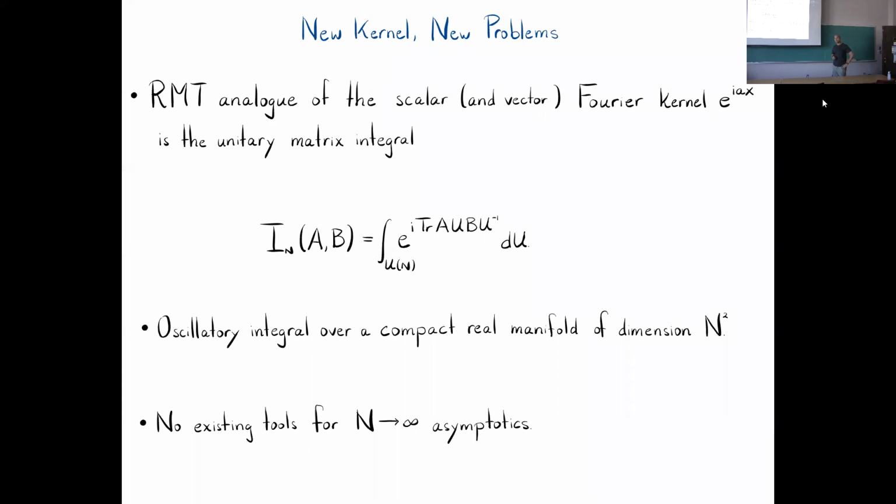Well, people do tend to think that way, but what you really want is to have some kind of control over this kernel that is somehow uniform in A and B. So you don't necessarily have to assign limit distributions to them, and I actually prefer not to. Is that trace of A a real number? Yes.